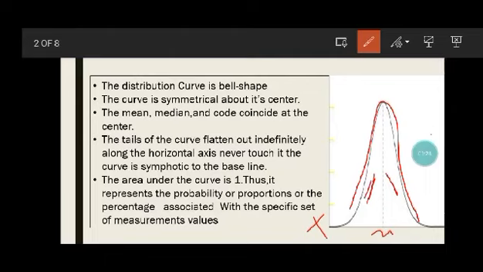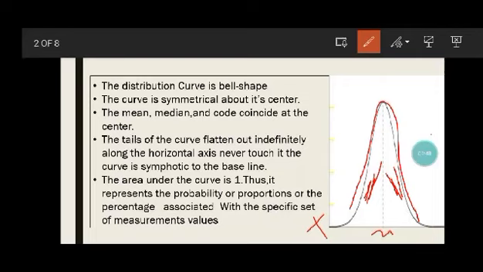So the area here and the area there are equal. I mean, I'm referring to the area on the left and the area on the right side, they are equal.